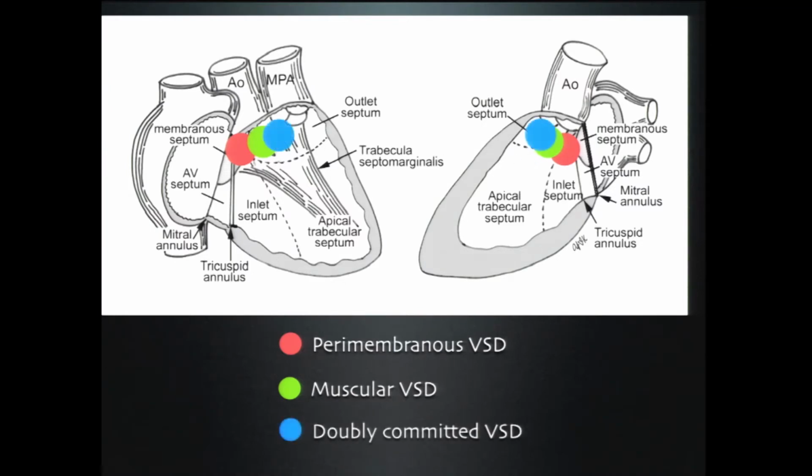And then the VSD can be more cranial, immediately below the pulmonary valve, and then this is committed to both arterial valves. That is why it is called a doubly committed ventricular septal defect. From the right ventricle side, they are a little bit wider apart, but from the left ventricle side, they are all close together immediately below the aortic valve. All are subaortic VSDs. These are the most common types of VSDs in double outlet right ventricle. However, those are not the exclusive type of ventricular septal defect in double outlet right ventricle.